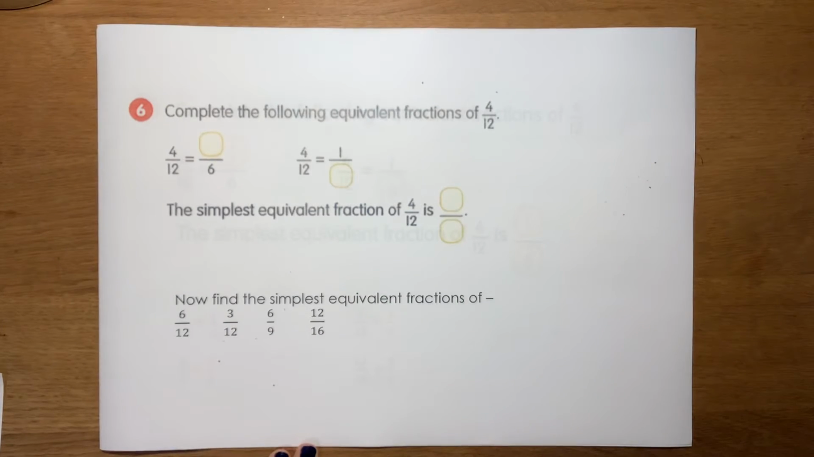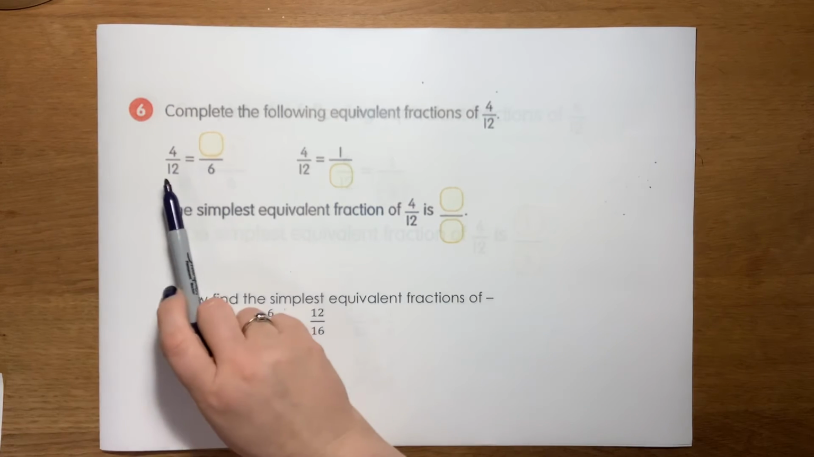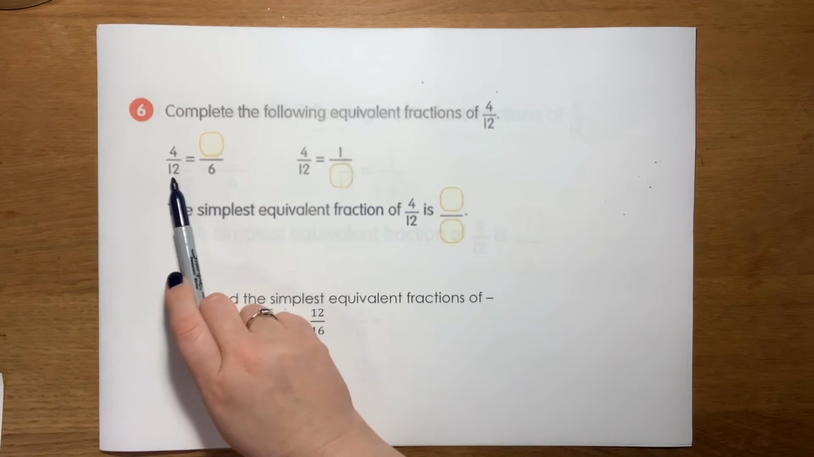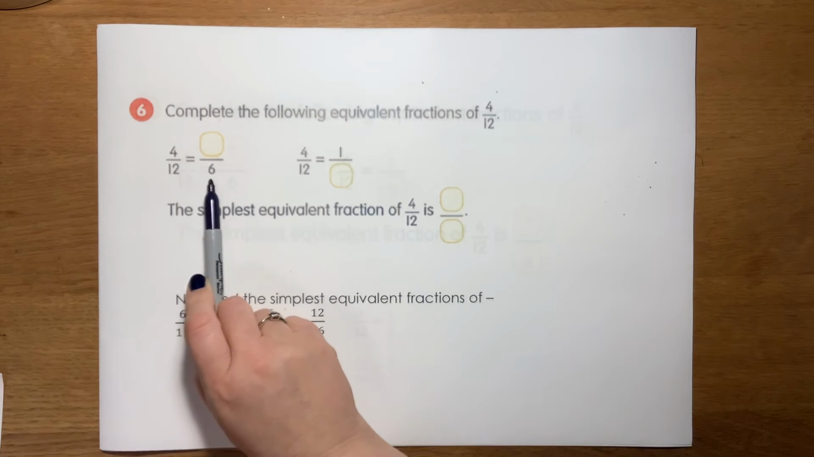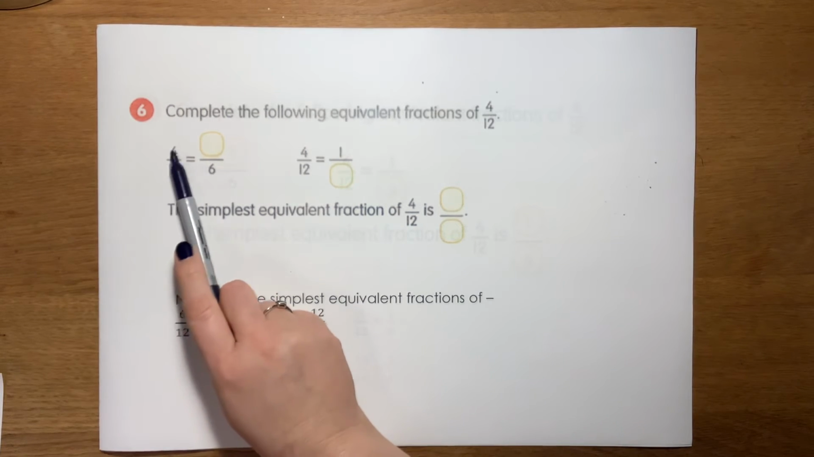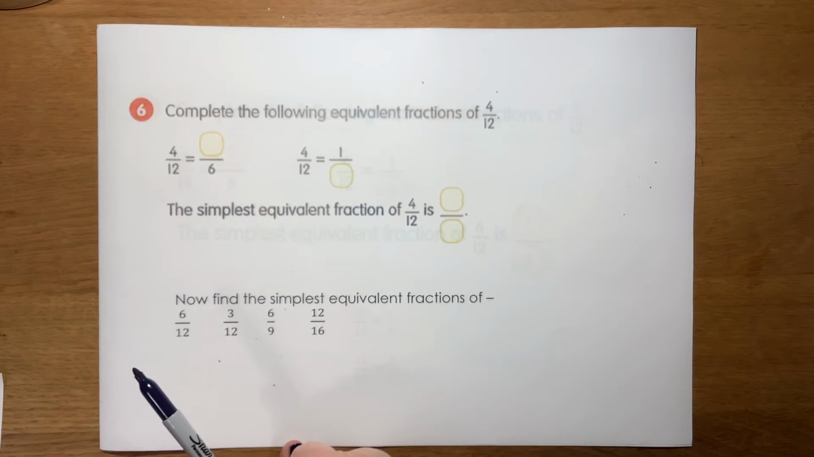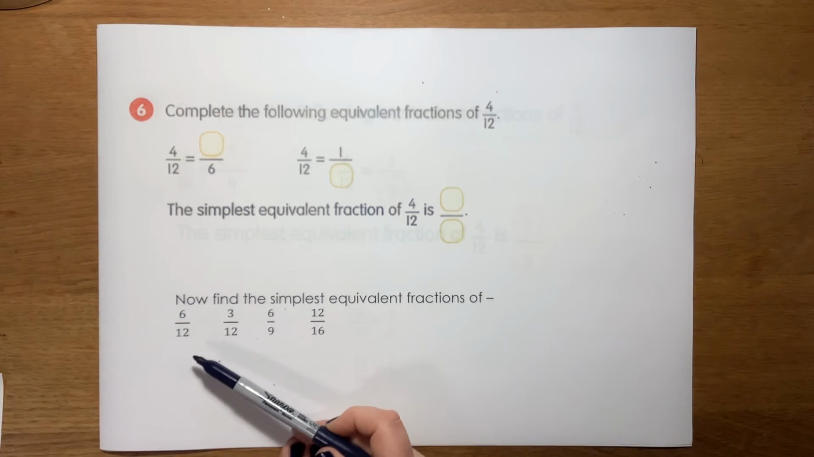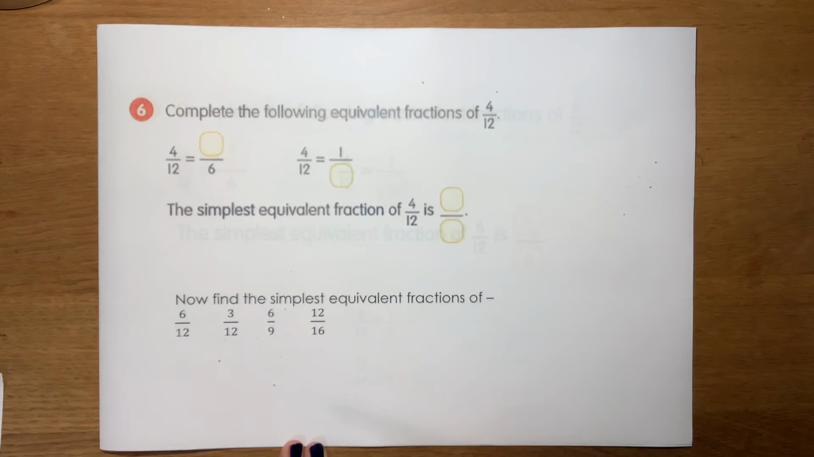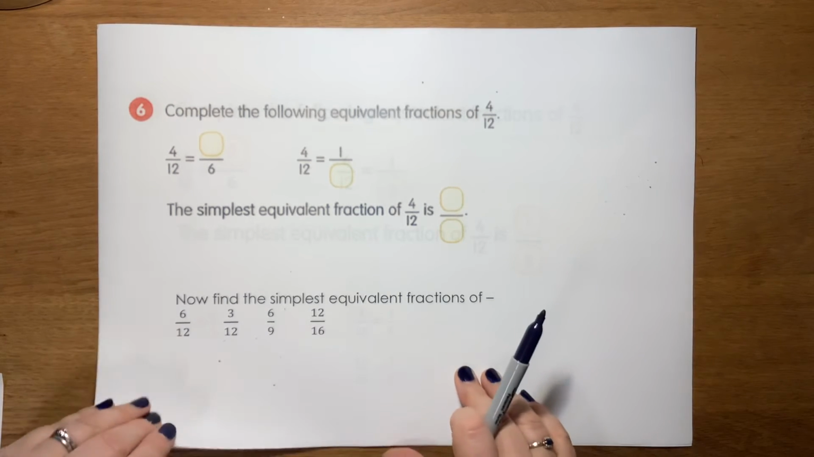So let's have a go at working out the answers to this. Pause the video in a second. You will need to have a look at the denominator first of all in this question, work out what it's been divided by, then do the same to the numerator and vice versa here. And then I'd like you to find the simplest equivalent fractions of these fractions. Pause the video and we'll go through that in a second.